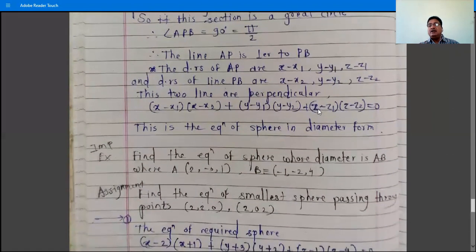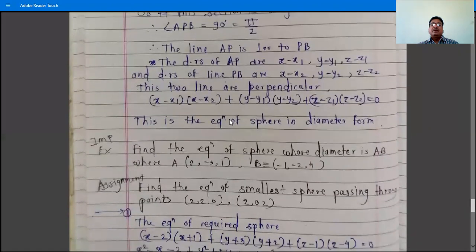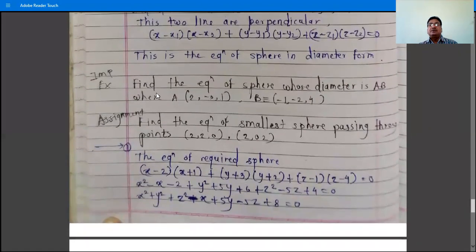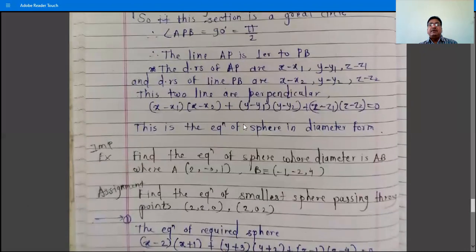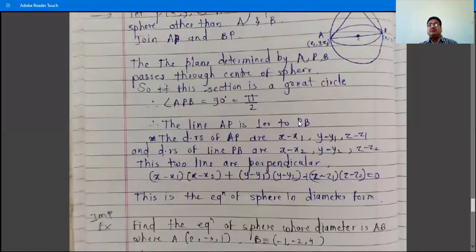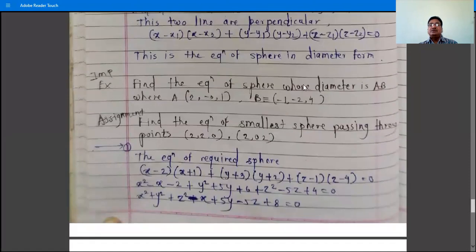And this is the equation of a sphere in diameter form. So this is a very important question, and the example on this is also important. The example: find the equation of the sphere whose diameter is AB, where the coordinates of A are 2, minus 3, 1, and B is minus 1, minus 2, 4. We are given the coordinates of the end points of the diameter, x1, y1, z1 and x2, y2, z2.